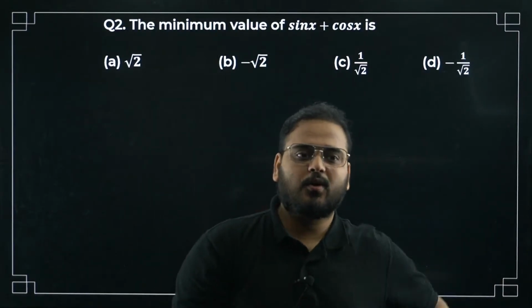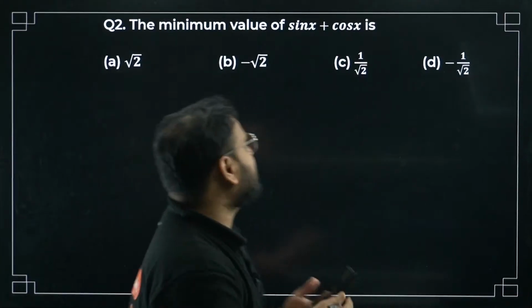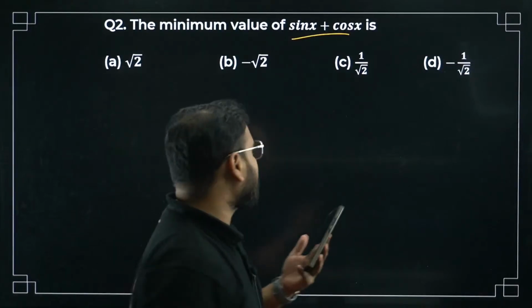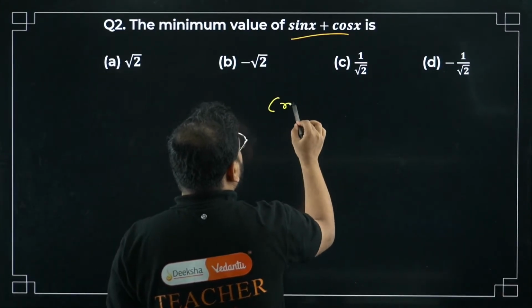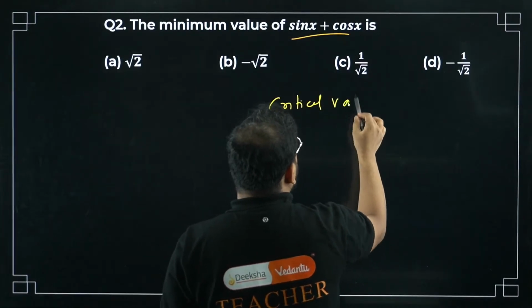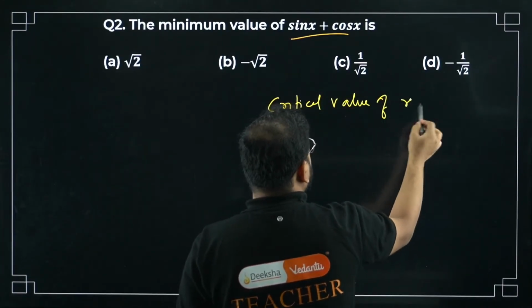Chandan, got it, no? The option is C. This answer, do we have to solve it, sir? Do we have to solve it? So what is the critical value, bacha? Tell me this answer first. What is the critical value of x over here? Tell me, bacha, come on quickly.